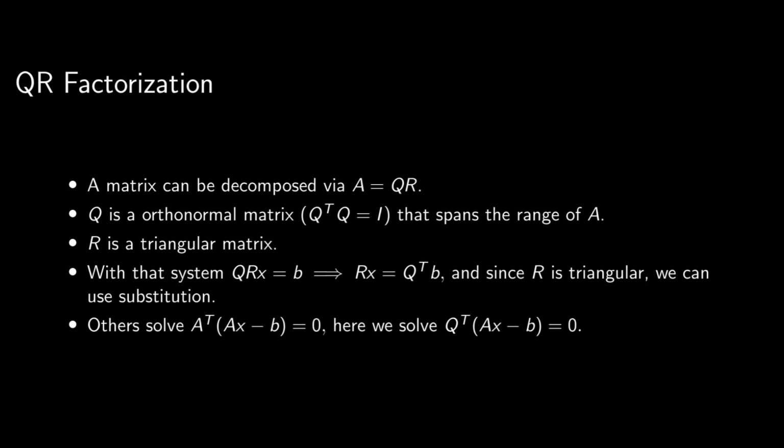The next method we consider avoids forming the normal equations altogether by instead decomposing A into Q and R, where Q is orthonormal and R is an upper triangular matrix. We can reduce the system to Rx = Q transpose B, which is much easier to solve because R is also triangular. The QR factorization is more stable than the normal equations are, and more efficient than the SVD for most practical cases, so this would be a strong contender for a best solver.